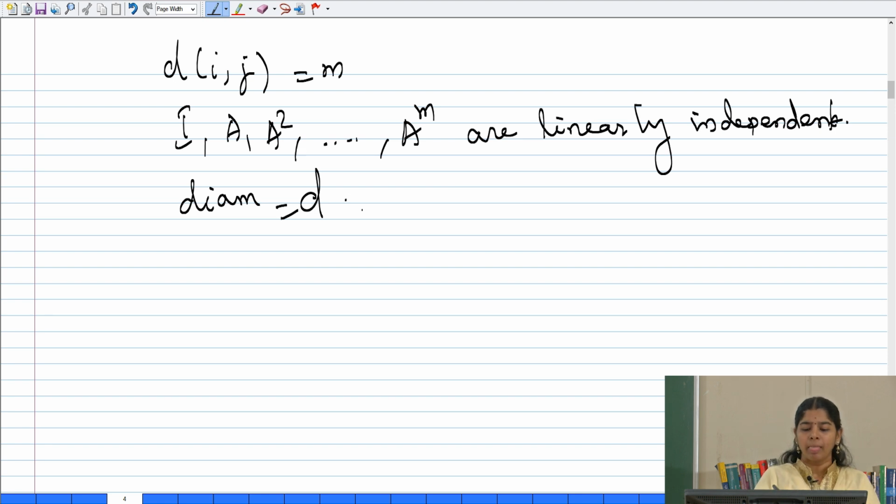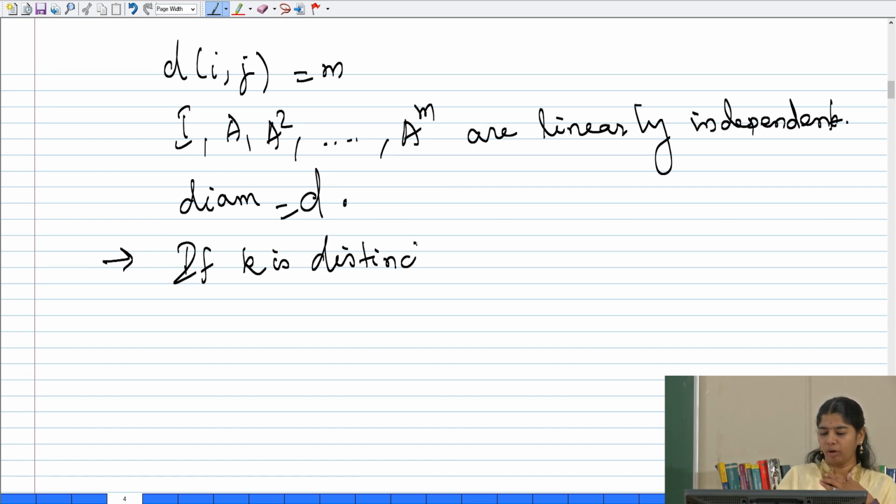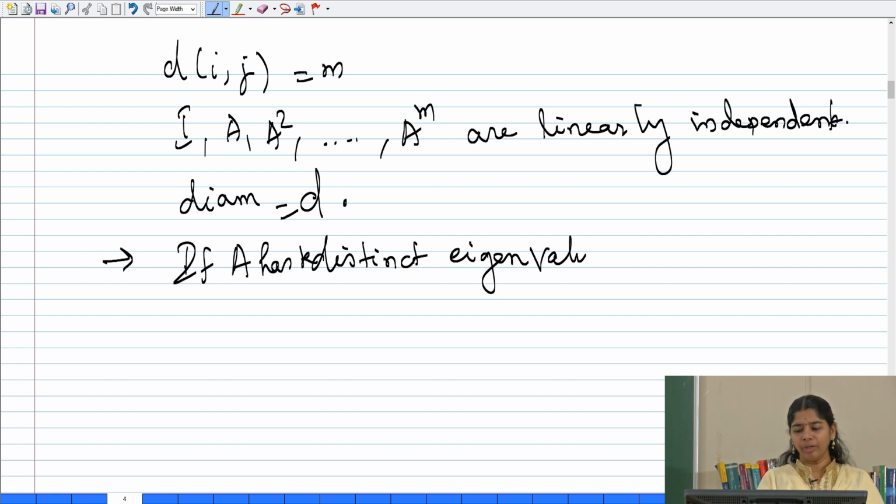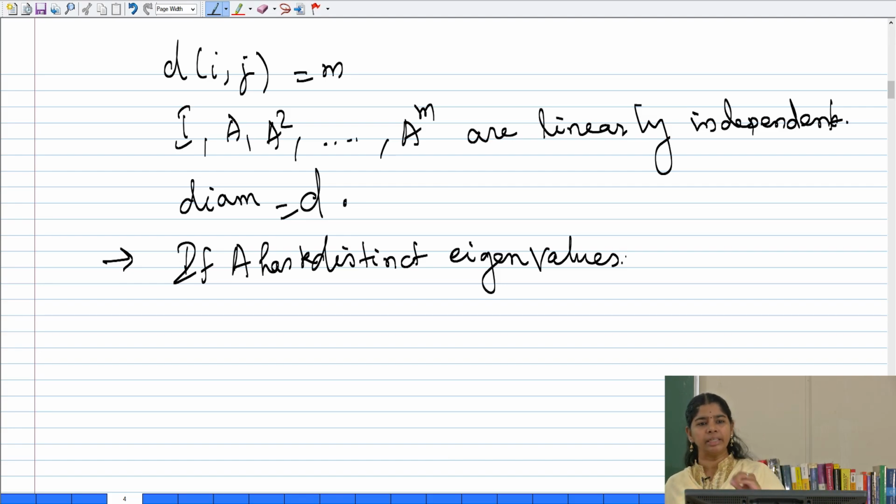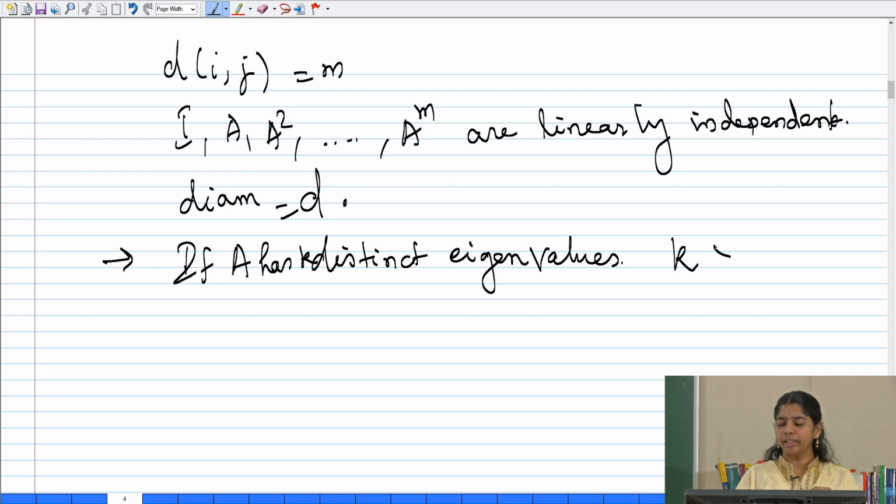So, if we have diameter d, then the next result states that if a matrix A has k distinct eigenvalues, now in terms of graphs, given a graph G with k distinct eigenvalues, then we can immediately say that k is going to be greater than d.